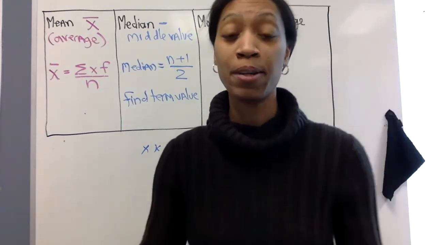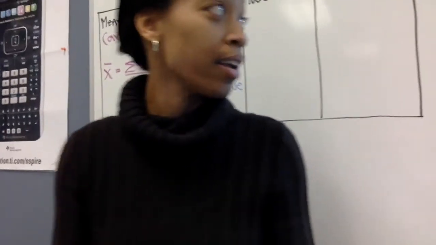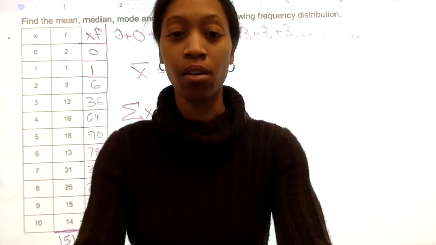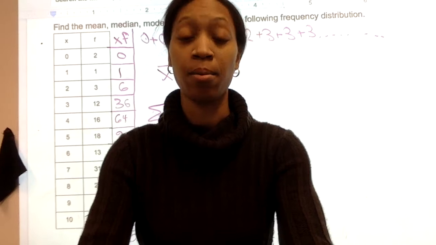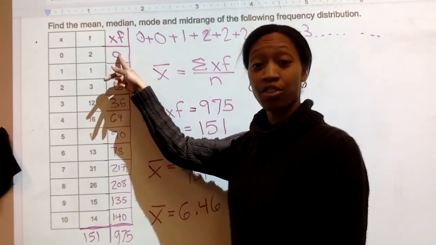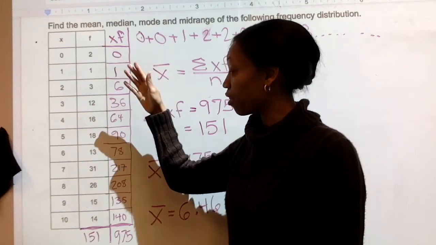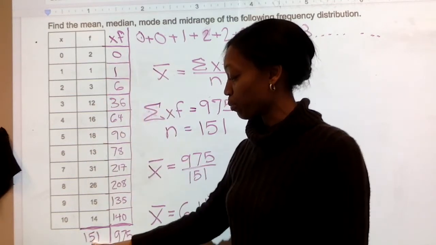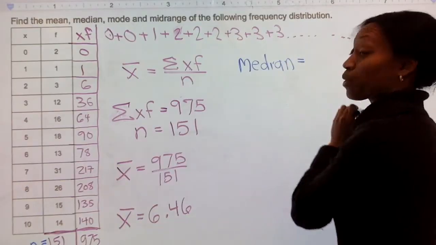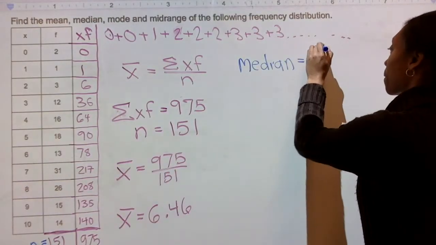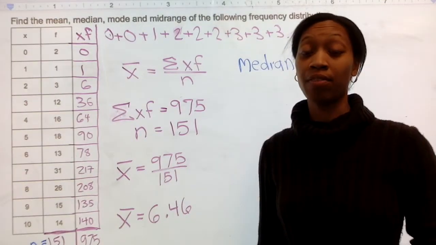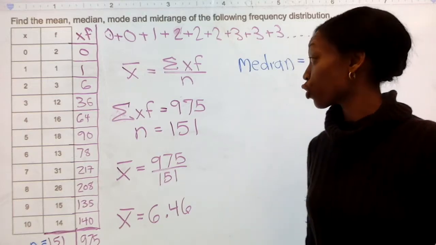All right, now how would we do that with a frequency distribution? Well, with a frequency distribution, what we have to do then is find the total number of terms. Here our n value is 151. 151 plus 1 divided by 2. So that means that we have to find the 76th term.